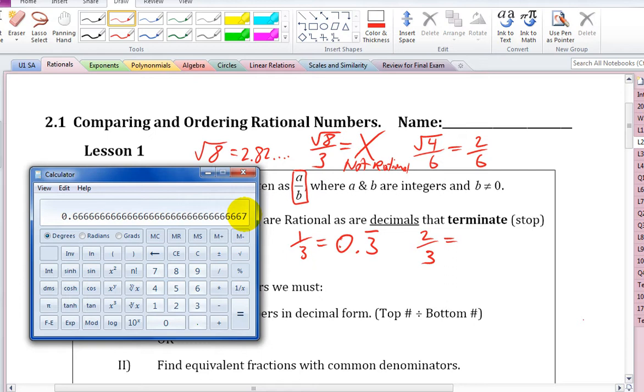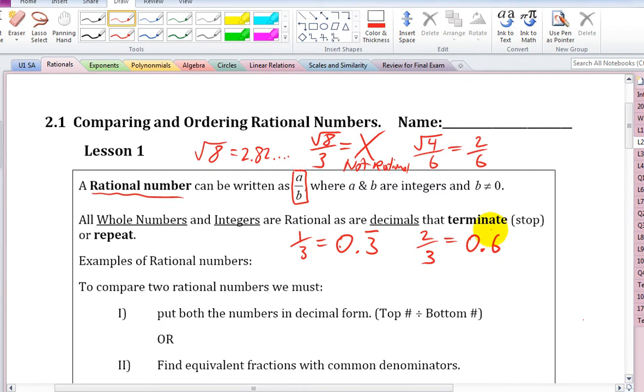See why you can't just be a monkey puncher and punch into your calculator? You got to think a little. You have to know that your calculator is rounding. This still is 0.6 repeating. It's just rounding the last digit. So be careful if your calculator does that. You need to be aware of that.